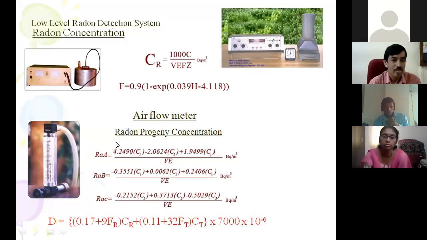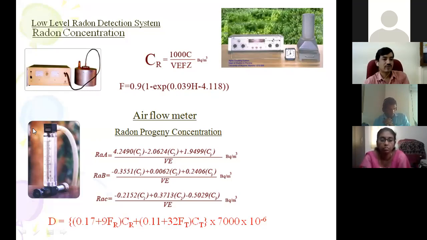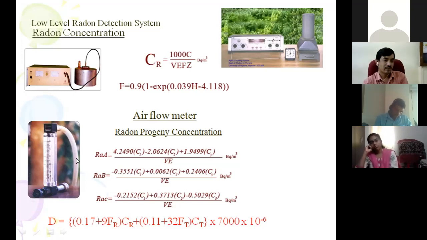Similarly, for the measurement of radon progeny, we can use this type of instrument. This is called the airflow meter. Nowadays, we have modern electronic devices, but the basic principle behind these equipments remains the same. In this airflow meter, there is a filter paper. We will fix a filter paper here. Air is sucked through the filter paper. The other end of this pipe is connected to the filter paper.